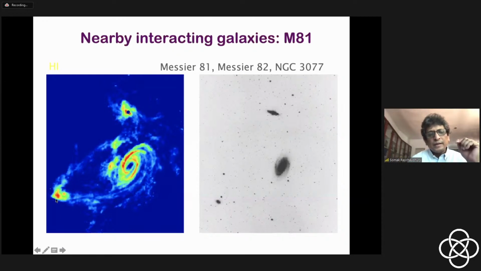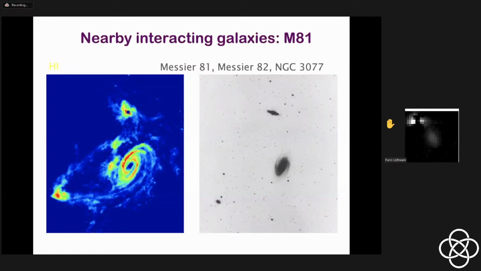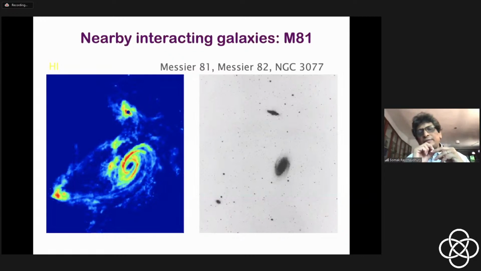As it orbits, it experiences loss of gas along the orbit towards the bigger galaxy. But it's also orbiting, so you can see the gas strewn around the path of the galaxy and things like that. So there are lots of these effects that one needs to study.